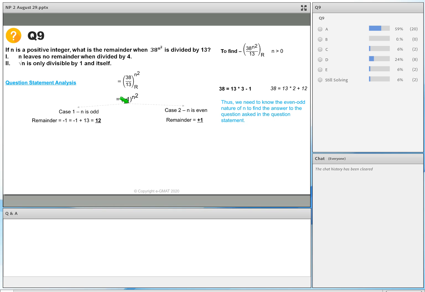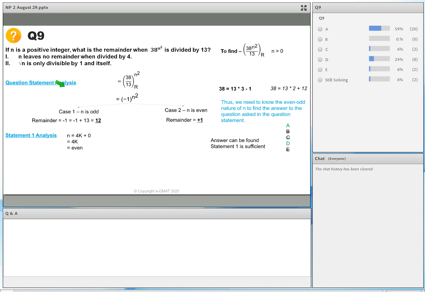But if n is even, then n squared is also even. And minus 1 to the power even is 1. This is already positive, so this would be the final remainder. So you see the remainder that I'm after is different depending on what n is. This is a question stem analysis that we've done, so detailed that when you get into the statements, there won't be much left to do, really. You've done most of the work here.